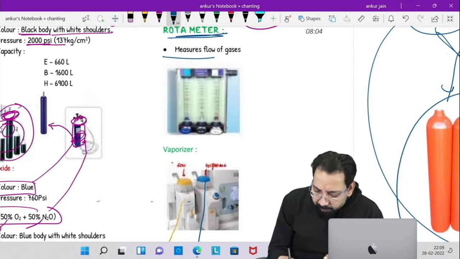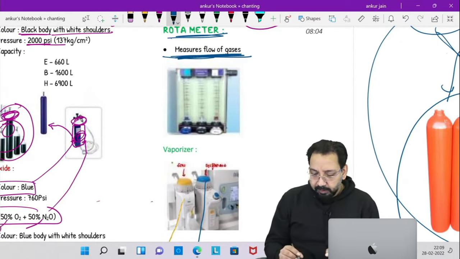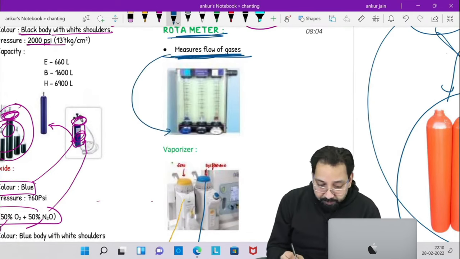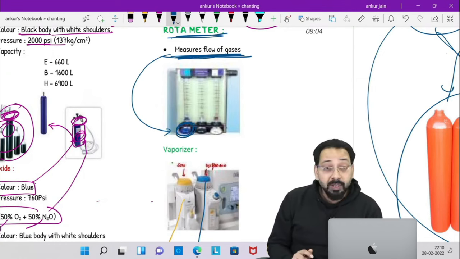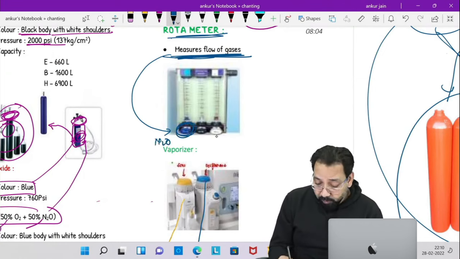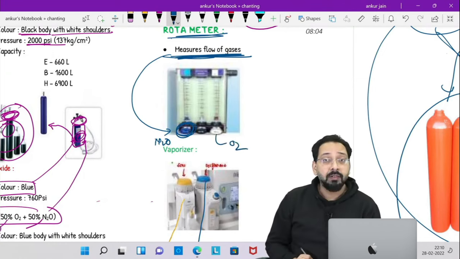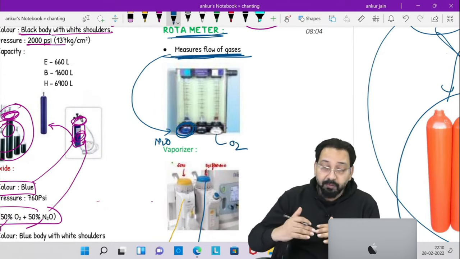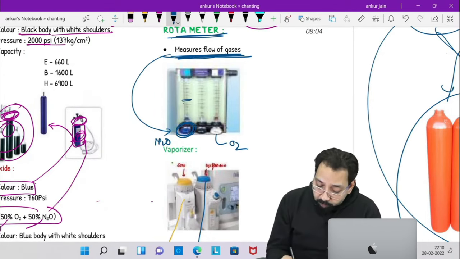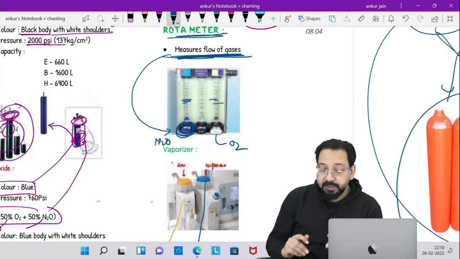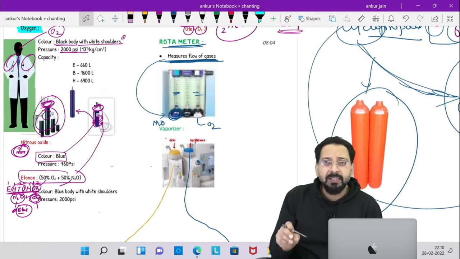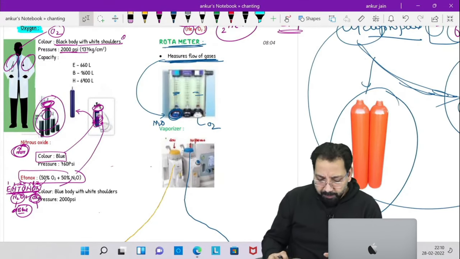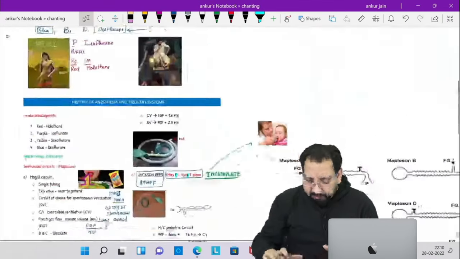Rotameter. Rotameter means the flow of gas. This also has color coding. Blue color is N2O. White color is oxygen. And you can measure the flow: how much oxygen, how much N2O is being delivered. You can increase and decrease the flow of gas by the rotameter. It is attached to the anesthesia machine.